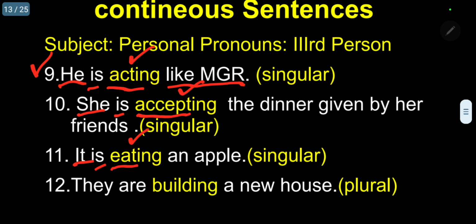Singular. Then plural. They are building a new house. Build, D end letter, L consonant. So ing added. So they are building a new house.